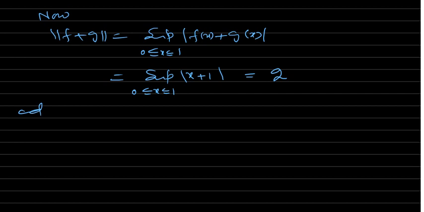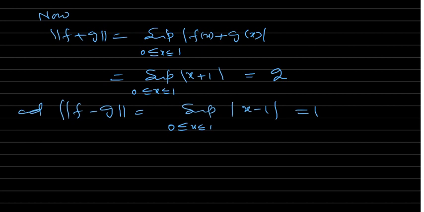And let's find the norm of f minus g. You can easily calculate it: for 0 ≤ x ≤ 1, f of x minus g of x is x minus 1. What's the supremum of this? If x's value is 0, then the value is 1, and if the value of x is greater than 0, then obviously the value is less than 1, so therefore the supremum is 1. Thus we have norm of f plus g whole square plus norm of f minus g whole square.